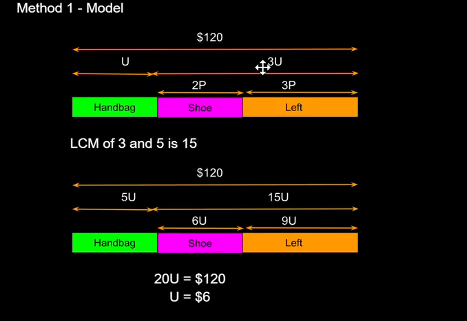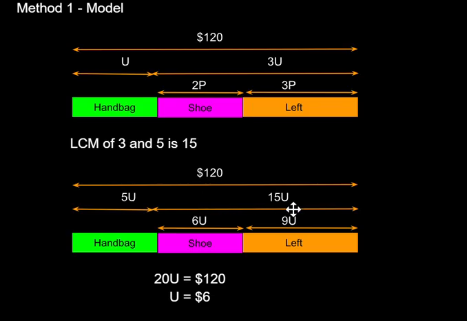On top I multiply by 5 because 3 times 5 will give me 15. U times 5 will give me 5U. Below I multiply by 3. 2 times 3 is 6. 3 times 3 is 9. Now they have the same number of units. Here we have 15, on top is also 15.